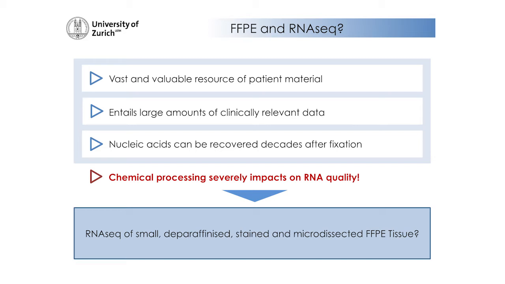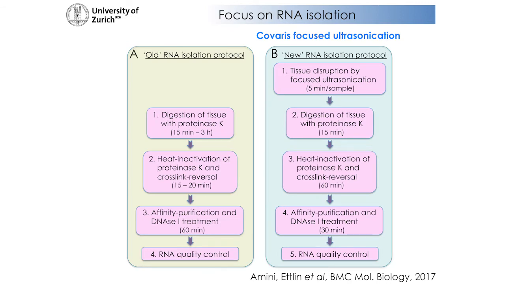RNA quality. So when we asked literature about RNA-seq of small deparaffinized stained and microdissected FFPE tissue, back then it basically said, no way. We said, well, let's see about that. During initial experiments, one of the main limitations we encountered was that we only got very small amounts of RNA out of our samples when we were following the conventional RNA isolation protocol that is based on tissue digestion with proteinase K only, which is what you can see on the left-hand side of the screen.